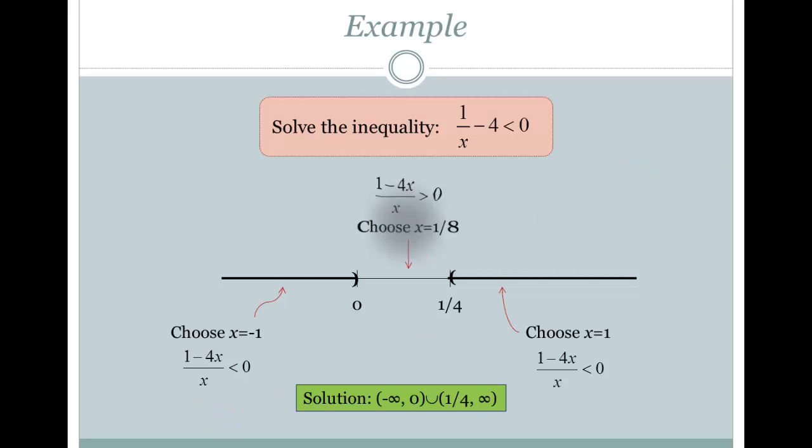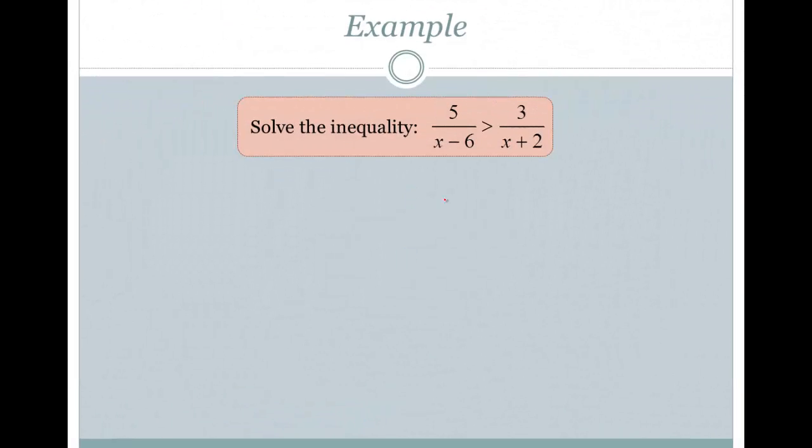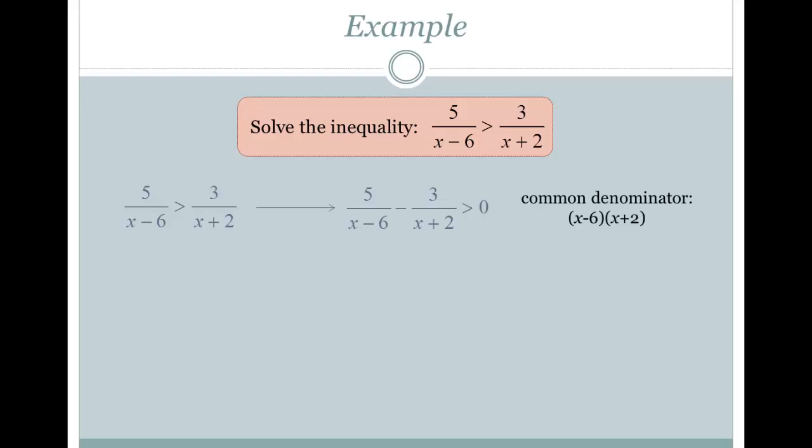Do another one. This one's a little bit more complicated. Again, I want to rewrite this expression to get the entire rational expression on the left-hand side. So I bring that negative, I bring 3 over x plus 2 to the other side. Next step that I want to do is get a common denominator. I want to get one expression.